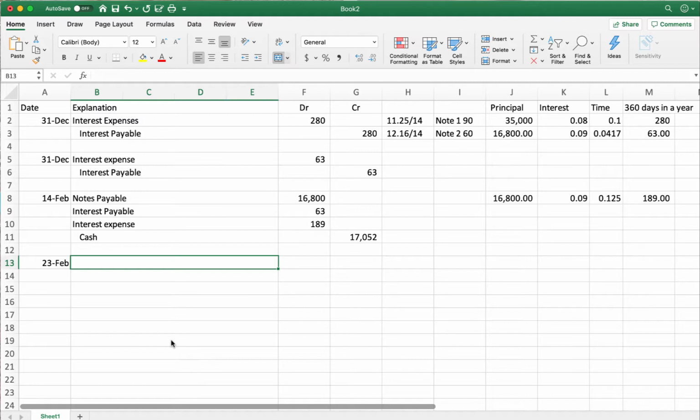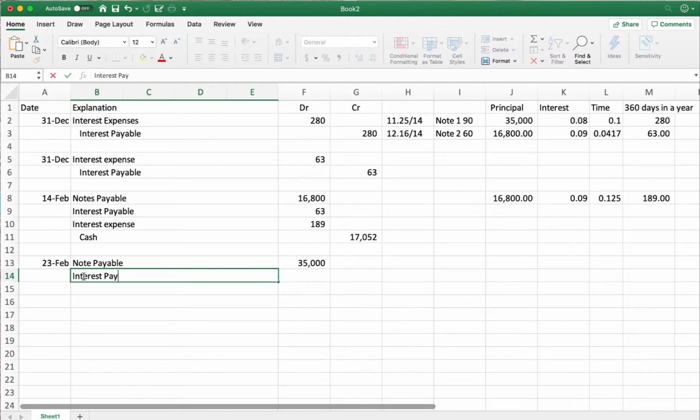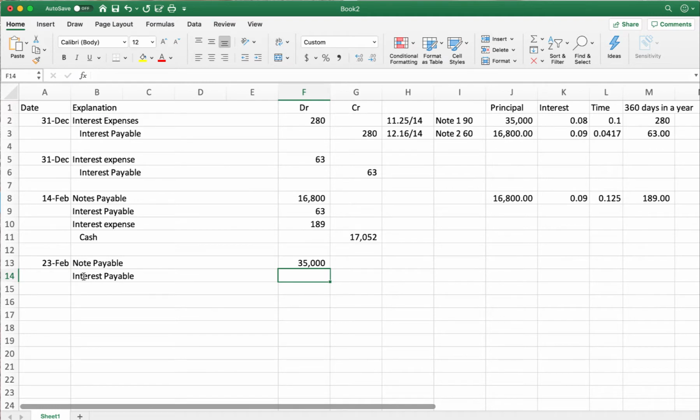Super easy to do because I'm basically doing the same journal entry that I did for note 2, right? So what is note 1 on our books for? So I have a note payable for note 1 on the books at $35,000. I'm paying that now. I accrued interest on this back at the end of 2014. I accrued interest of $280. So I need to decrease my interest payable by $280.